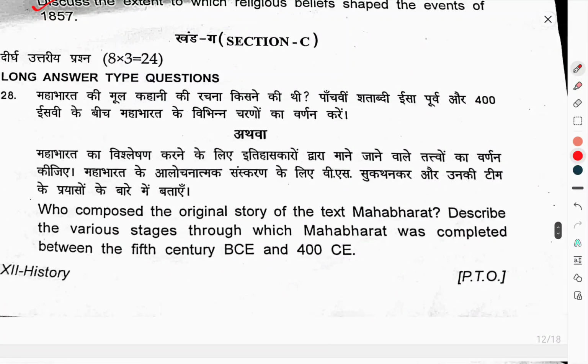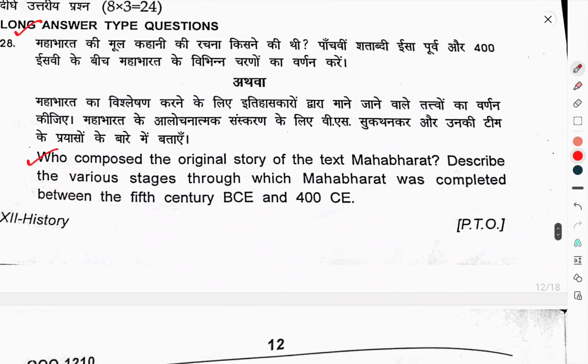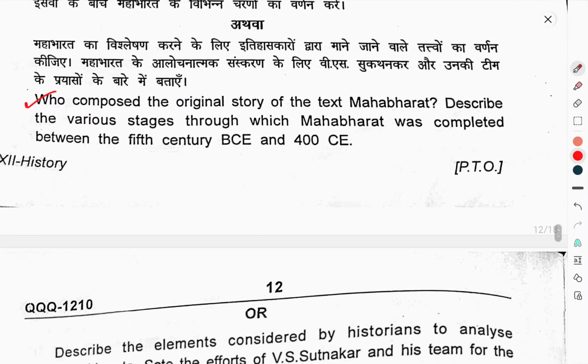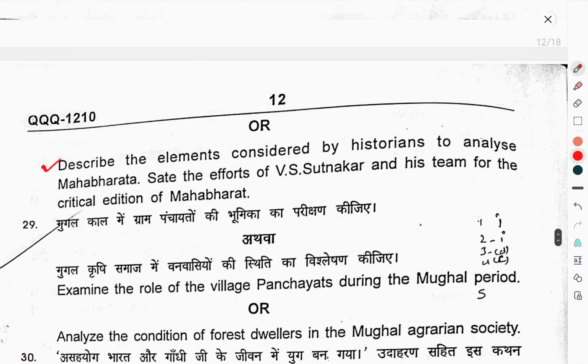Now we have come to Section C. Long answer type questions. Who composed the original story text of Mahabharata? Describe the various stages through which Mahabharata was completed between the 5th century BCE and 400 CE. Or describe the elements considered by the historian to analyze Mahabharata.